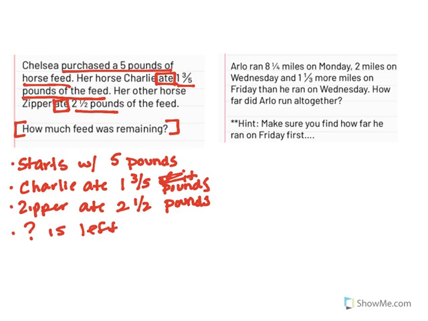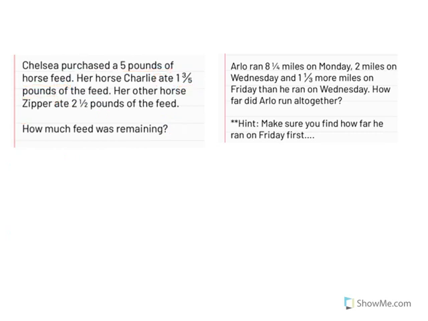All right, I know if I'm starting with 5 pounds of feed and my horses eat some of it, then the amount of horse feed we have decreases. So what we're doing here is we're subtracting. We're starting with 5 pounds and then we're subtracting the amount that they ate. So we're taking 5 pounds minus the total food that Charlie and Zipper ate.